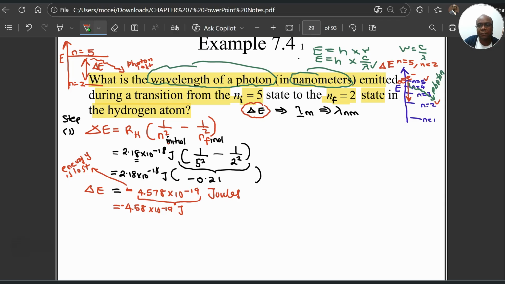Now, the question does not want the change in energy. The question wants the wavelength, okay? Remember, energy equals Planck's constant times frequency, or Planck's constant times speed of light over wavelength, because our frequency should be c over wavelength. So we need to find this wavelength in the formula of energy.